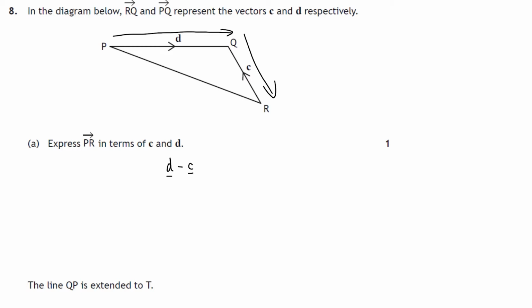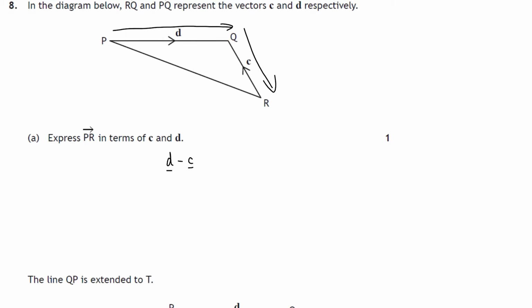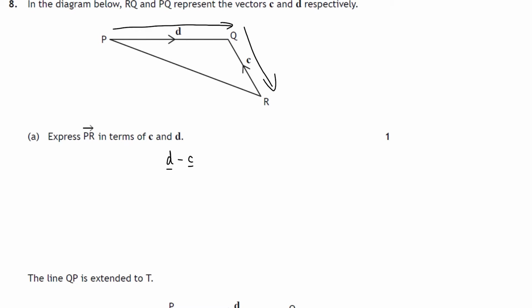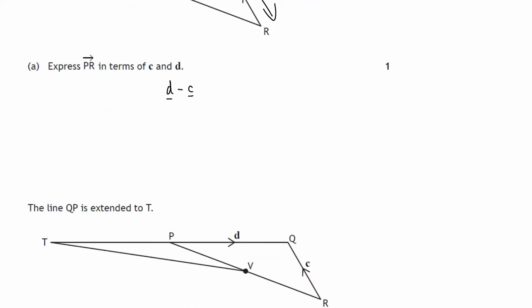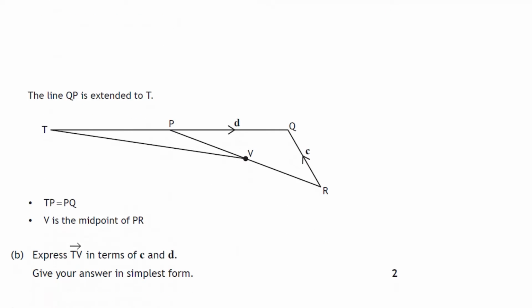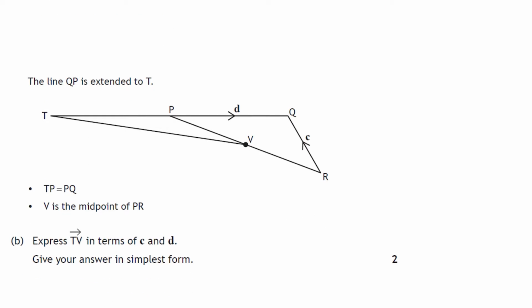And moving down to part B, the line QP is extended to T, so TP equals PQ. Okay, so these two, this one and this one, are the same length. So if that's D, then this is also going to be D. V is the midpoint of PR, so this is the middle of this line here. Express TV in terms of C and D, giving your answer in the simplest form.